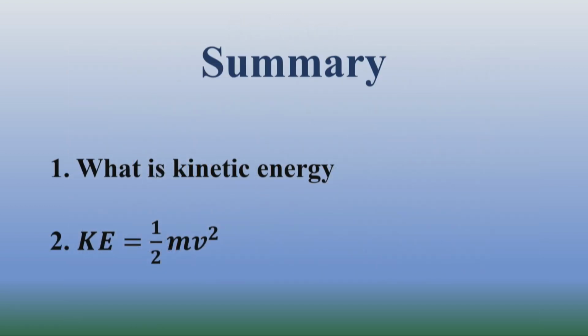So far we have learnt, firstly, what is kinetic energy. Secondly, the formula for calculating kinetic energy is half multiplied by mass multiplied by speed or velocity squared. Thirdly, kinetic energy increases as speed increases. And fourthly, kinetic energy increases as mass increases.